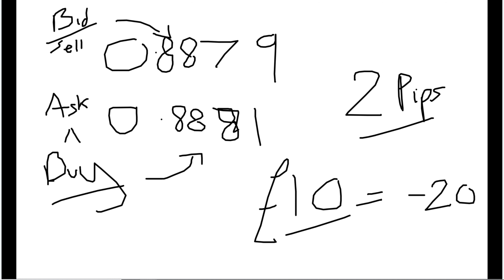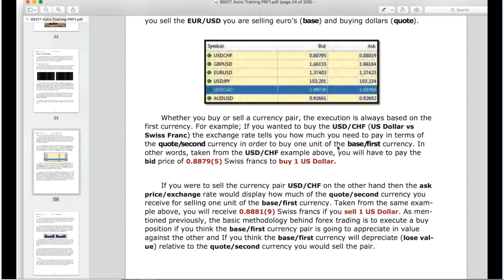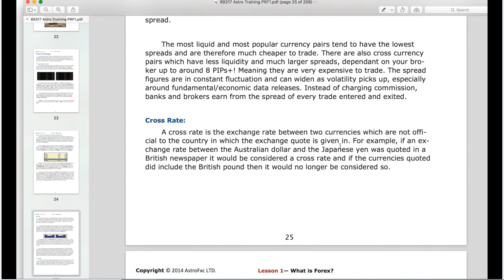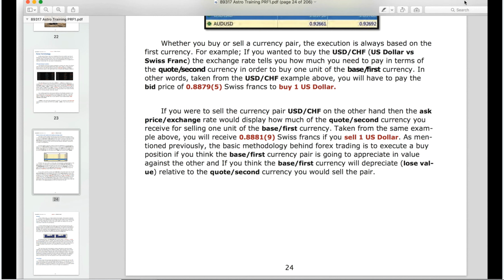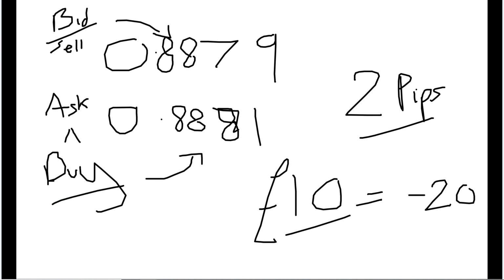One word of advice here. Another reason why we don't trade directly on fundamentals and high volatility news events is because when, let's say, non-farm payroll comes out, or we get interest rates or any other high volatile news event, this spread can go from 2 pips. I've even seen it go up to 8 pips.